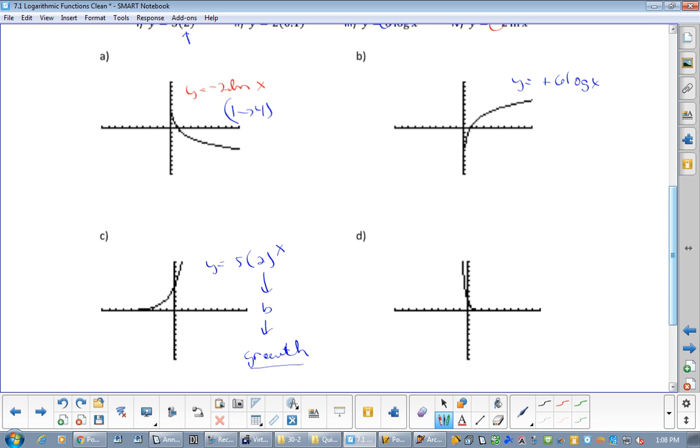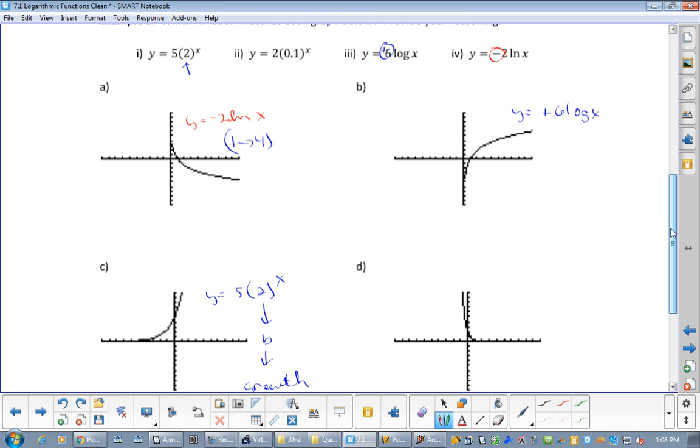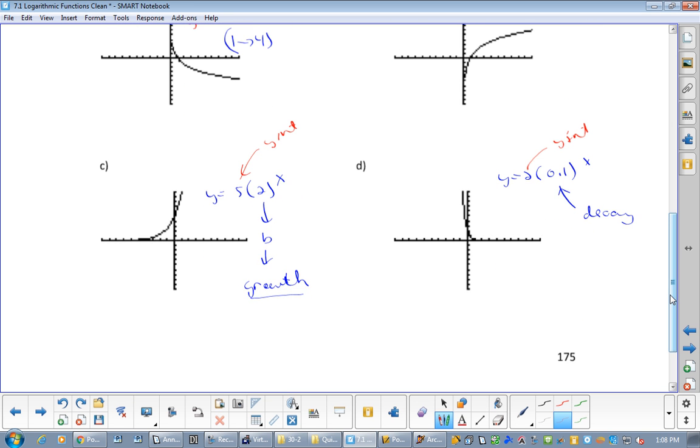Okay, so process of elimination, we know that the last one is decay, right? To 0.1 to the x. This is decay. What is this, though? What's this 5? Y int. What's the 2 here? Y int.